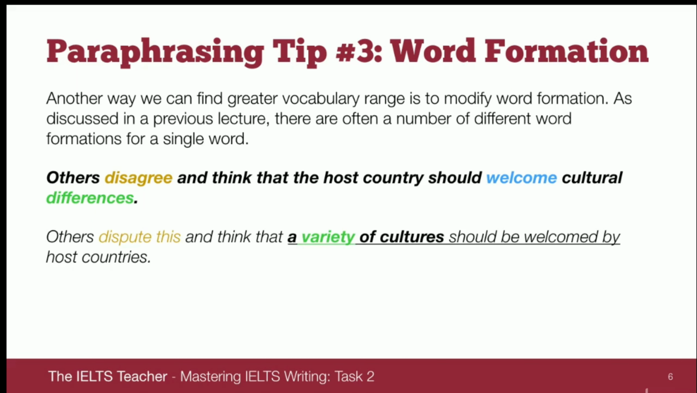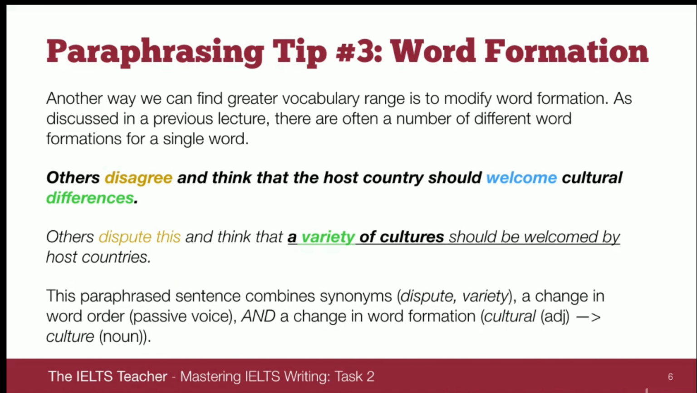Others dispute this, still got those synonyms. Others dispute this and think that a variety of cultures should be welcomed by host countries. Now what you can see here is, yes, again we've got those synonyms, dispute and variety, instead of disagree and differences, but there's also a change in word order. Again, we've got the passive voice and a change in word formation. Instead of the adjective cultural, we've been able to modify that expression and turn it into the noun culture.